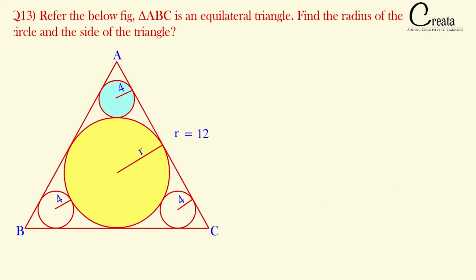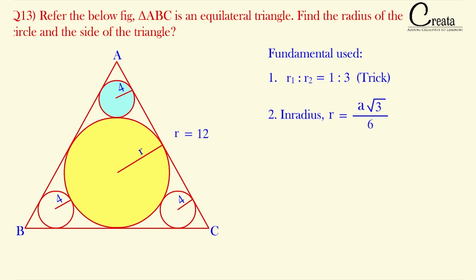The fundamental that we have used is our trick, that is the ratio of r1 to r2 is 3:1. Got it? And the second fundamental that we have used is the formula of inradius, that is r is equal to a root 3 upon 6. Got it? So let's move to the next question.